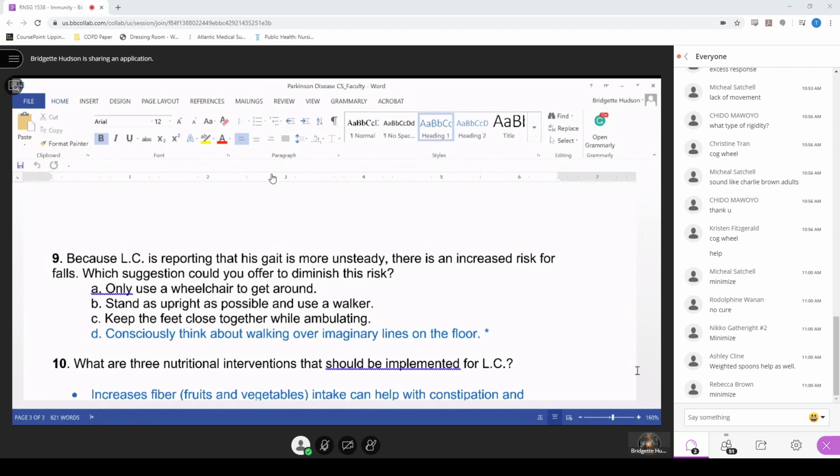So if they're going straight, make one step over to the left or to the right. There are three nutritional interventions that can be done.